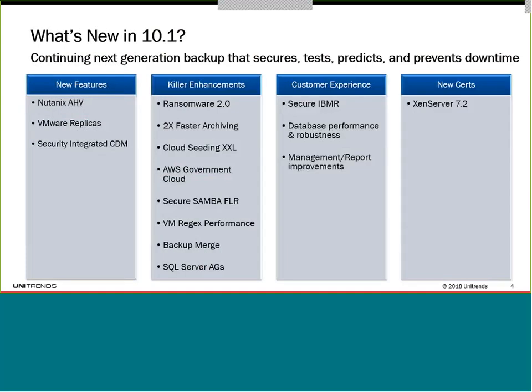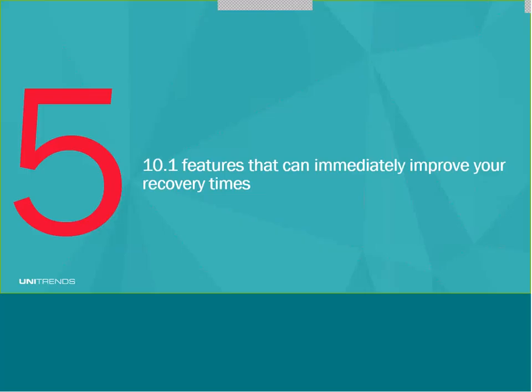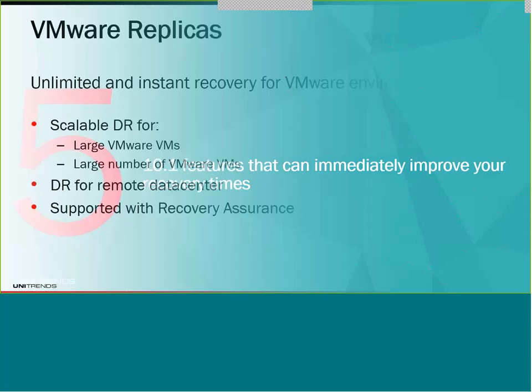There are lots of things in the 10.1 software. New features, some enhancements to existing capabilities. We have some customer experience improvements, things that have been requested by customers in the past, and a new certification of Xen Server 7.2. But really what I want to talk about today is the top 5 capabilities. There are 3 new features and 2 new killer enhancements, and what they will mean to you as users of Unitrends products. So, 5 10.1 features that can immediately improve your recovery times.